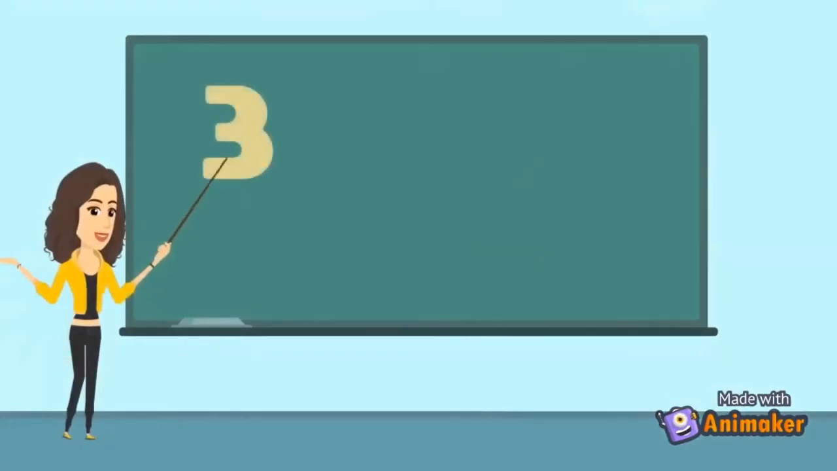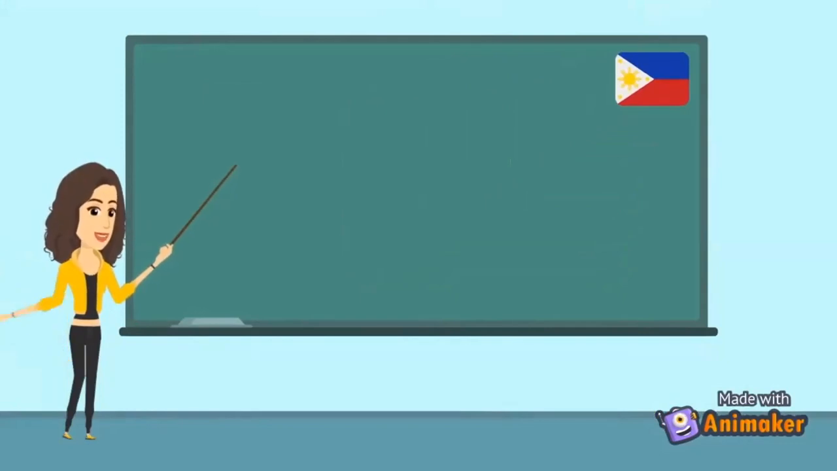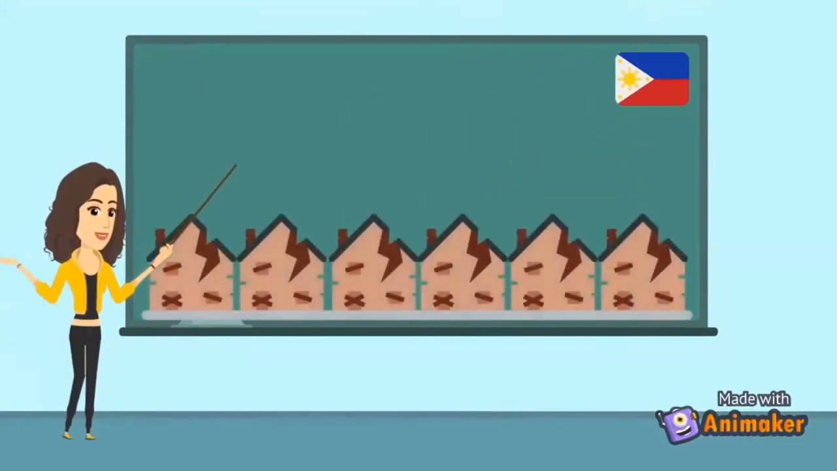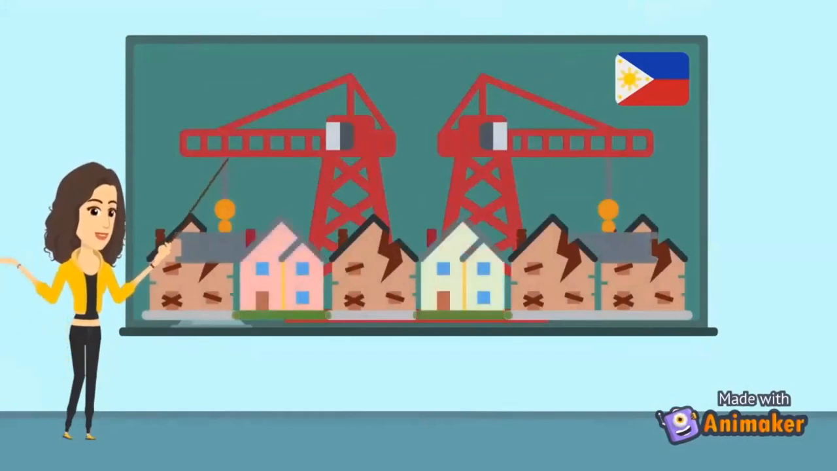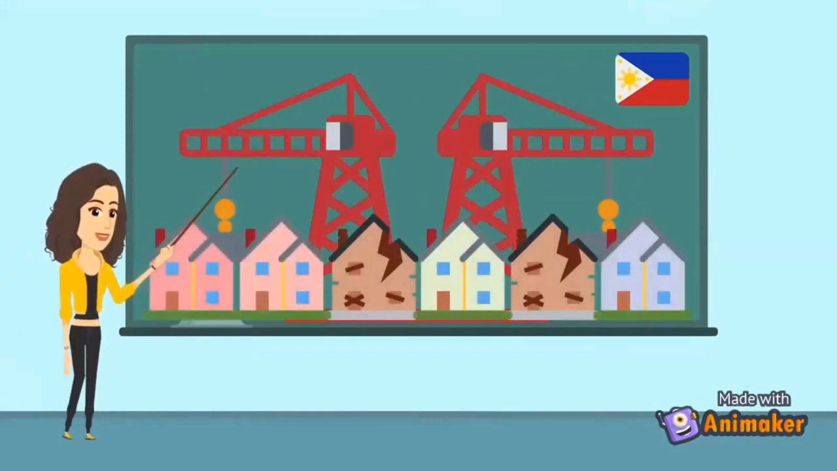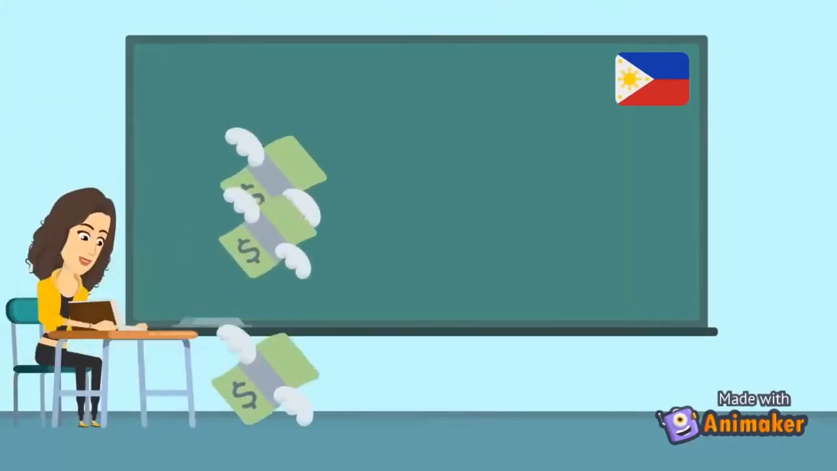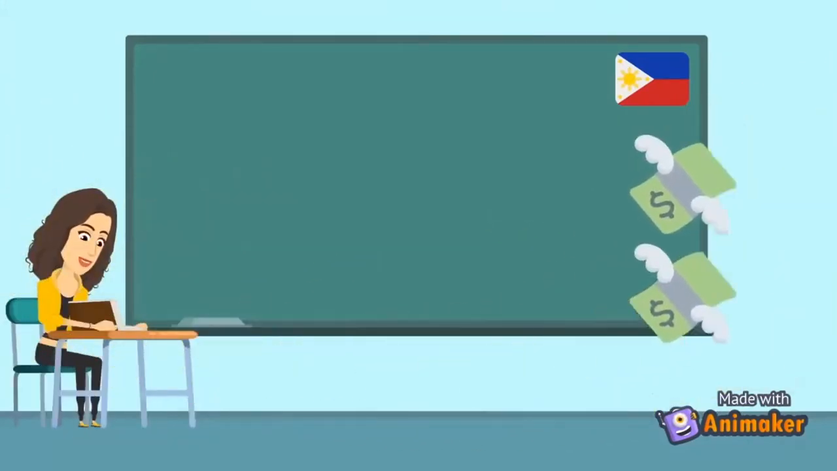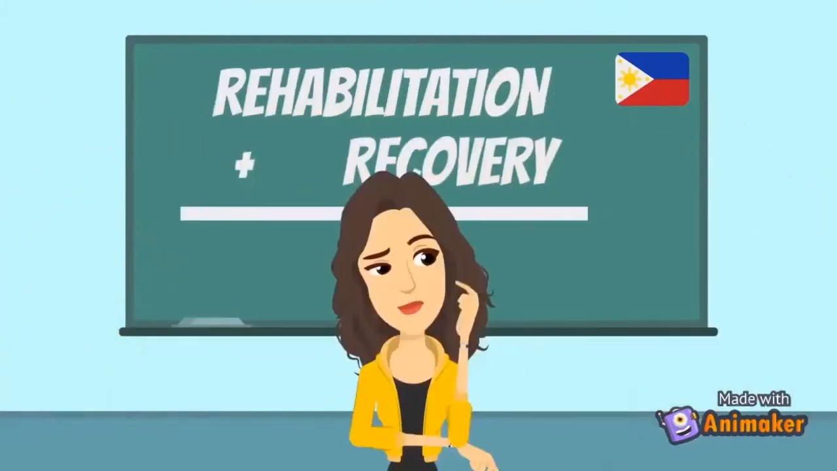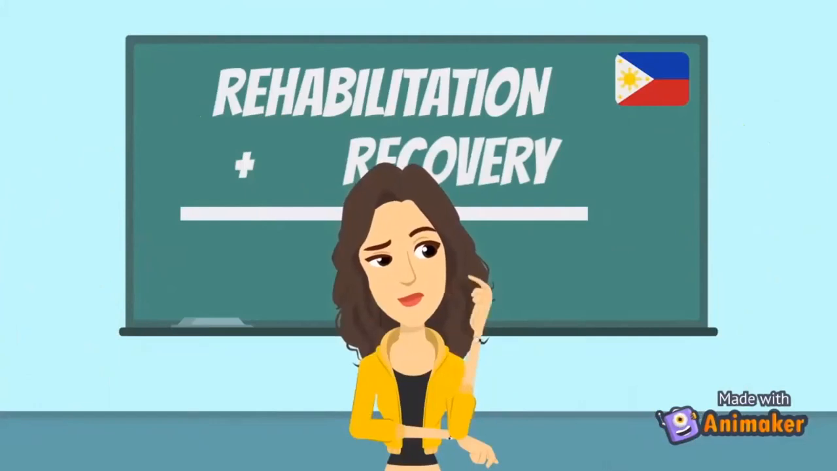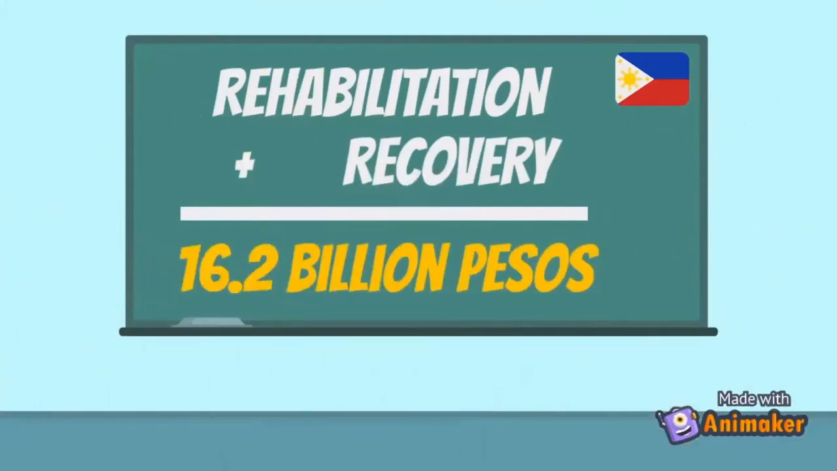Third and last fact, the local government units in the Philippines are the ones responsible for rehabilitating the society and rebuilding infrastructures from the aftermath of natural disasters that come into the country. According to a recent study, disaster risk mitigation expenses for rehabilitation and recovery in the Philippines were the largest government expenditure, totaling to approximately 16.2 billion pesos.